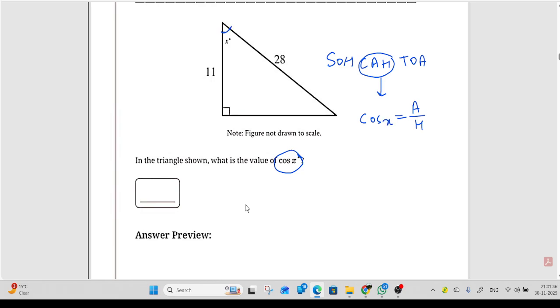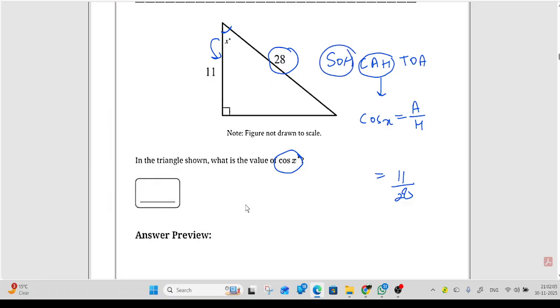This is my x angle, right? So according to this, adjacent is this side, and hypotenuse is this. So cos x is adjacent, 11, over hypotenuse, 28. So our answer is 11 over 28.